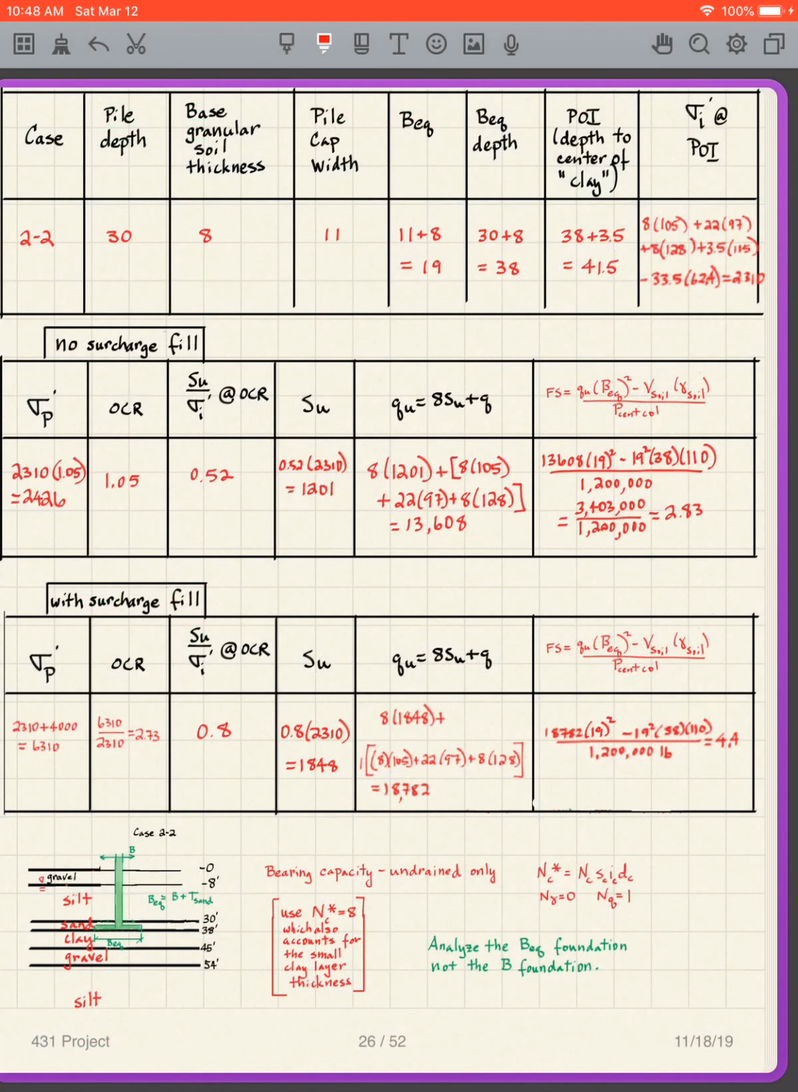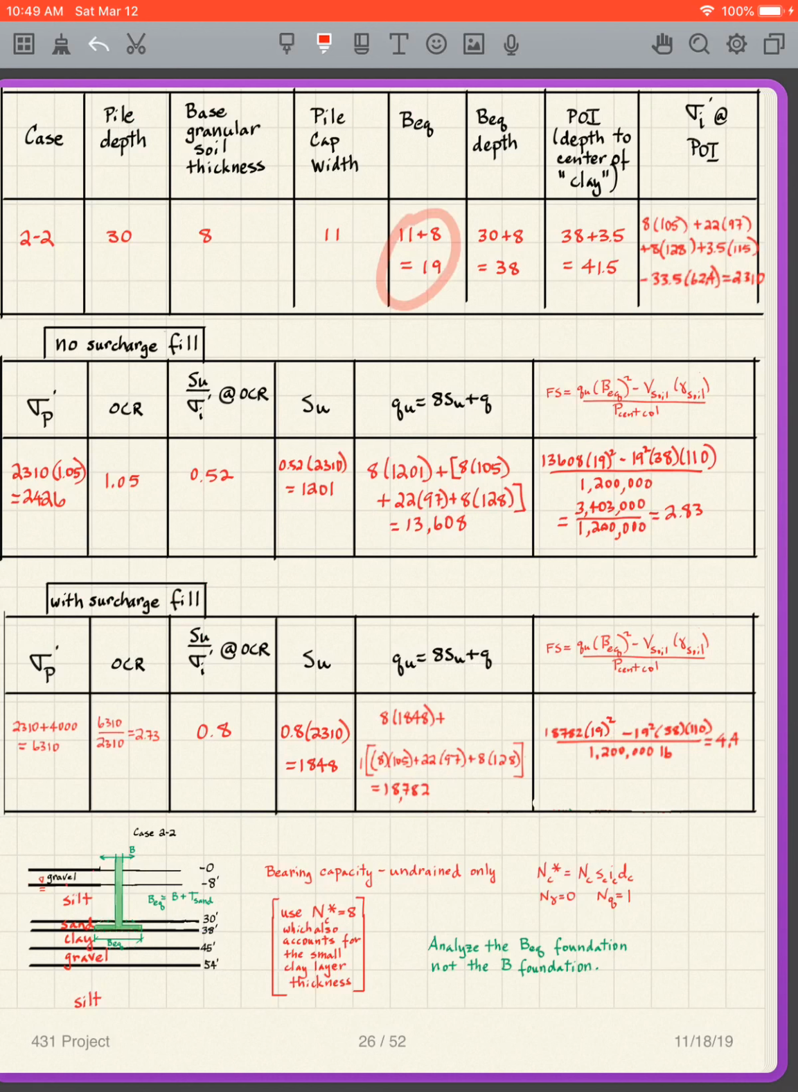The B equivalent then becomes what? Well, we're going to add the pile cap width to the base granular soil thickness. 11 plus 8 is 19, so that gives me my B equivalent. You can sort of see it in this little tiny drawing here. That B equivalent is the width of our equivalent foundation.